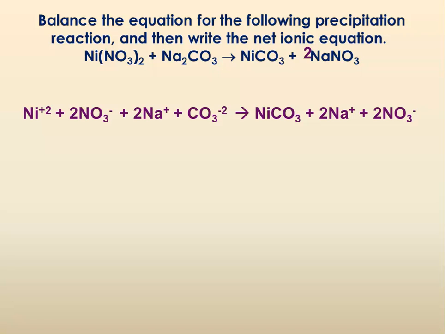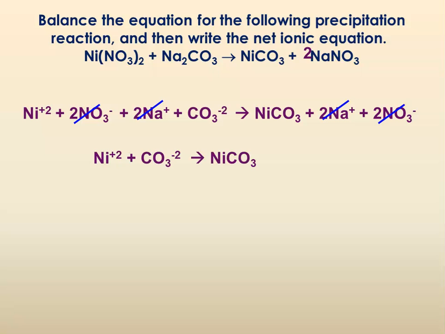Our complete ionic is what you see there. So now we're going to identify any spectators, any ions that are the exact same form on both sides of the equation. And I believe you're going to see that with both sodium and nitrate. So our net ionic equation will be Ni2+ and CO3 2- producing NiCO3.